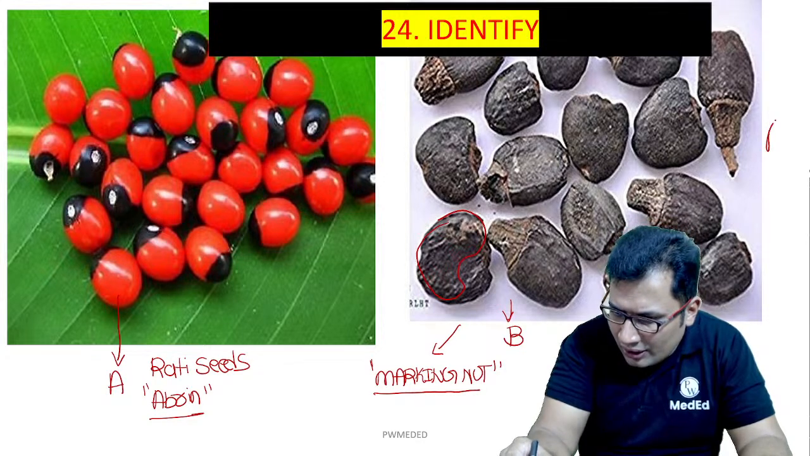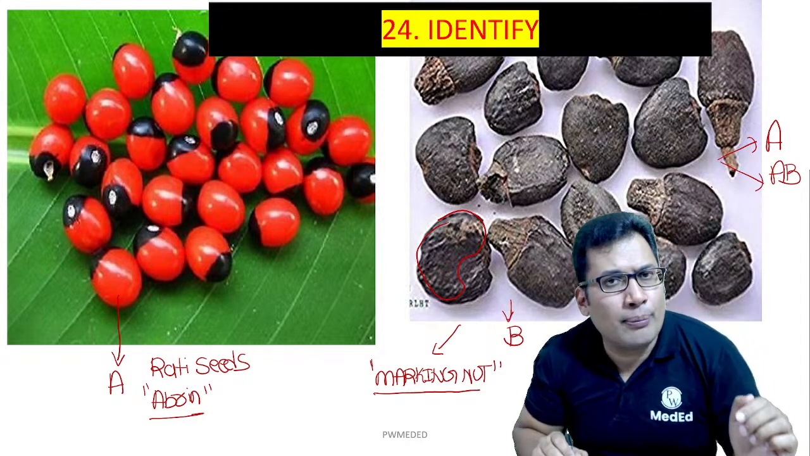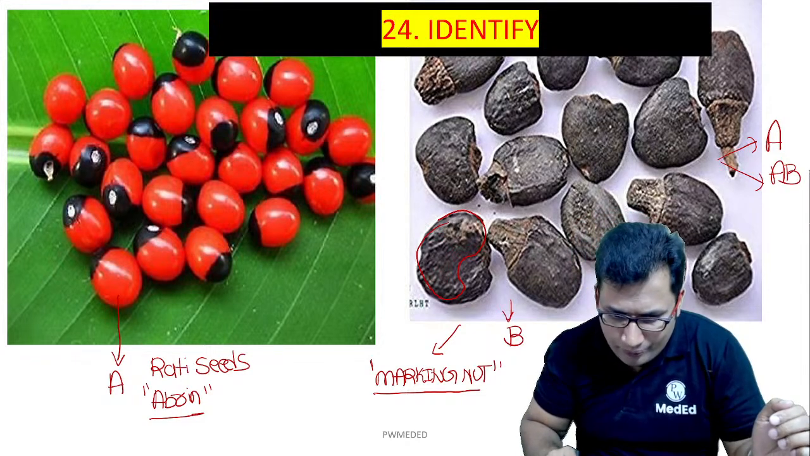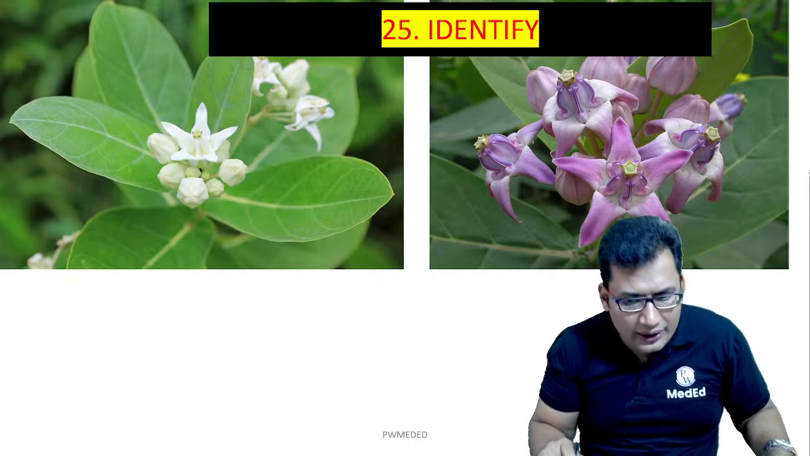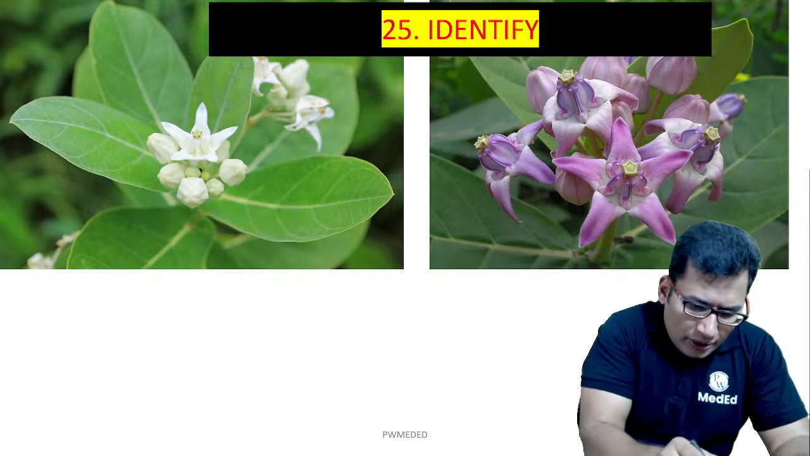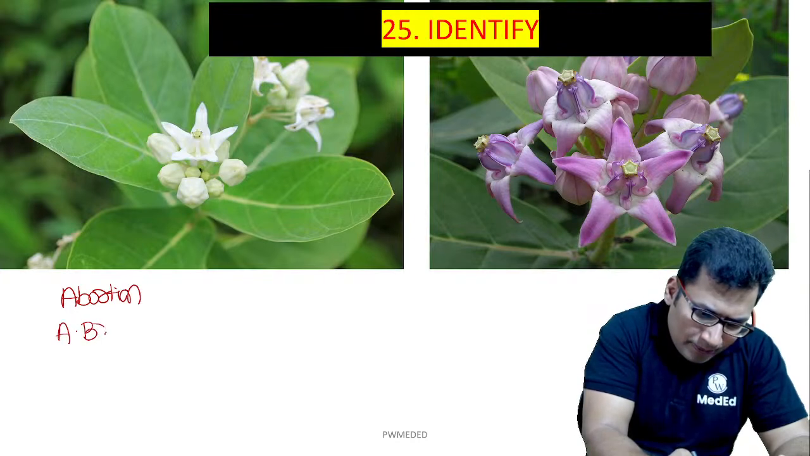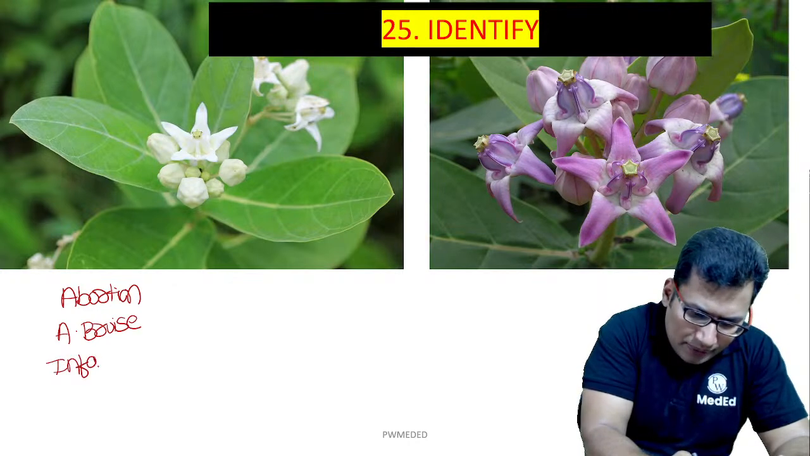Let me write here A and AB. A for abortion, AB for artificial bruise. That is the medico-legal significance of Semecarpus anacardium. Next, 25. Look at this common plant. This is used in abortion, used in artificial bruise, used in infanticide.